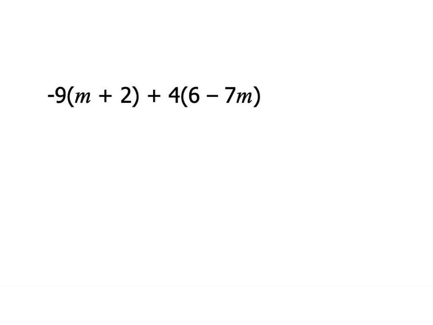Here we have negative 9 times m plus 2 plus 4 times 6 minus 7m. So we distribute this negative 9 first. We have negative 9m. We keep the plus sign, and then we have negative 18, negative 9 times 2. Then we're going to distribute this 4. So we have the plus sign from before, and then we have 4 times 6, that's going to be 24, minus 4 times 7 is going to be 28m.